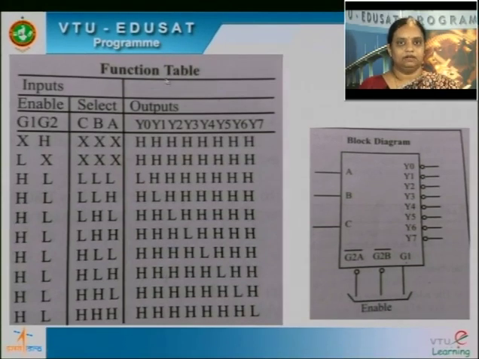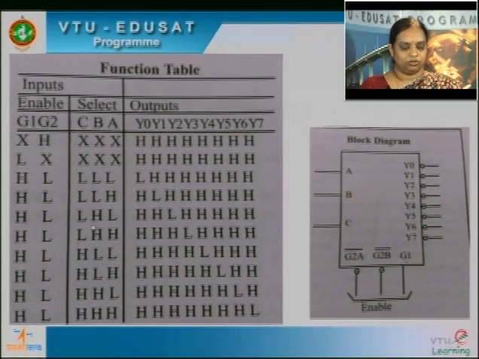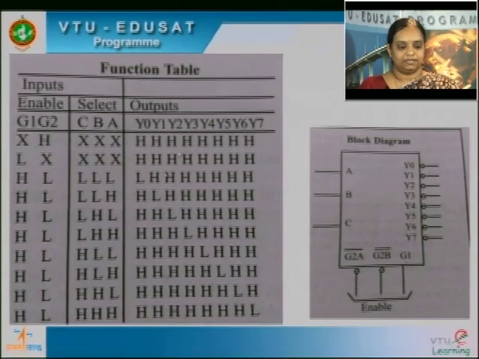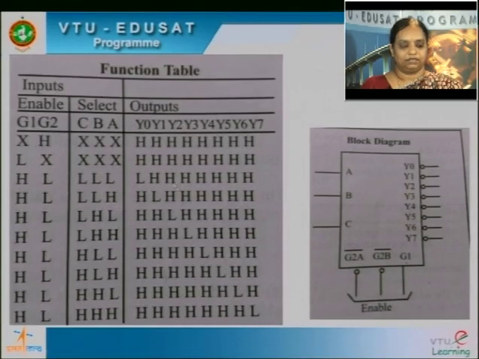As I said, we'll look at the function table of this decoder IC. It has Y0 to Y7 and only one will be activated. Can you see that ABC is all lows? So only Y0 is low, the rest are all high. Similarly, when ABC is 001, Y1 is activated. For Y2, this is 010 and so on. So the combinations of ABC from 000 to 111 will be reflected on the output lines Y0, Y1, Y2, Y3 till Y7. They are active low, the rest are all high.